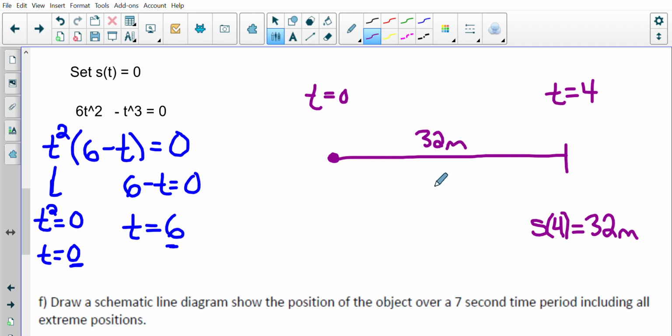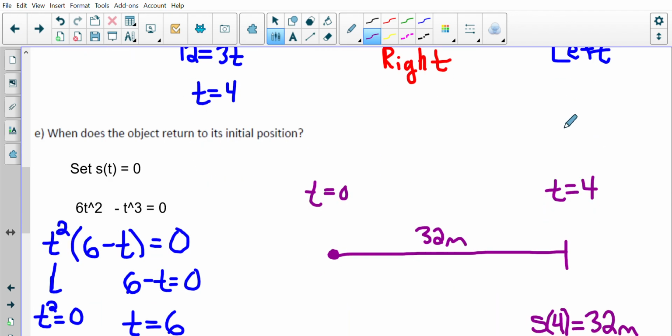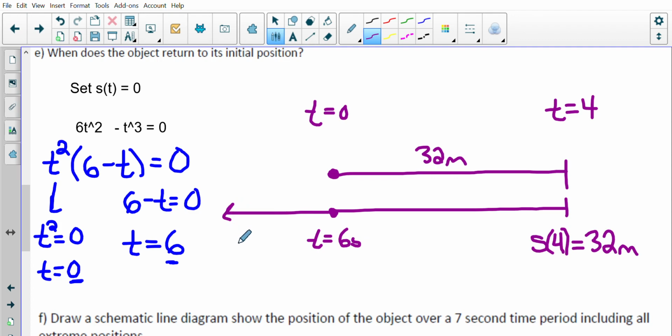Okay, now it said it went left after that, right? Left after 4 seconds. But also I have the knowledge that at t equals 6 seconds, it got all the way back to the original position. So there's t equals 6 seconds. And then it kept going left. How far left at t equals 7? I don't know. I'm going to sub 7 into our distance function again. Let's see how far left of the position, because I want over a 7-second time frame here.